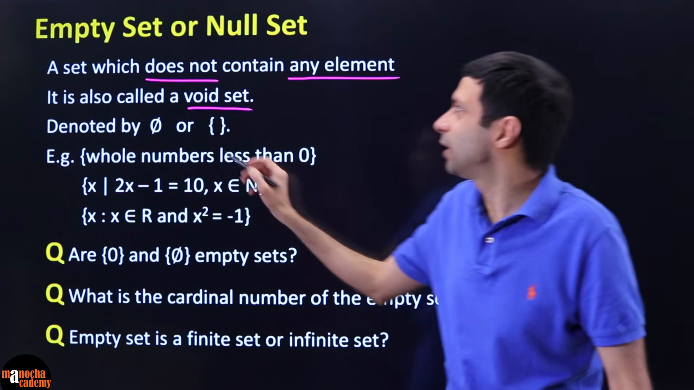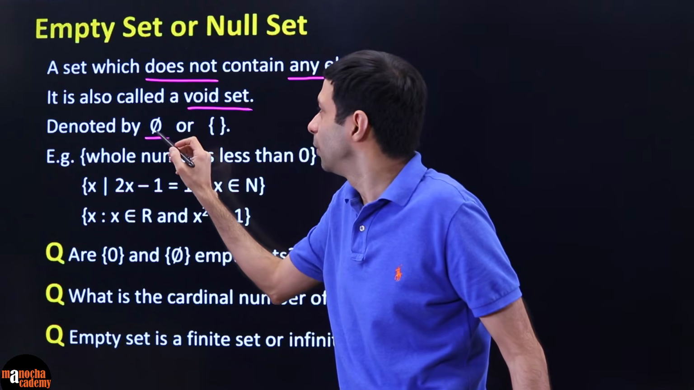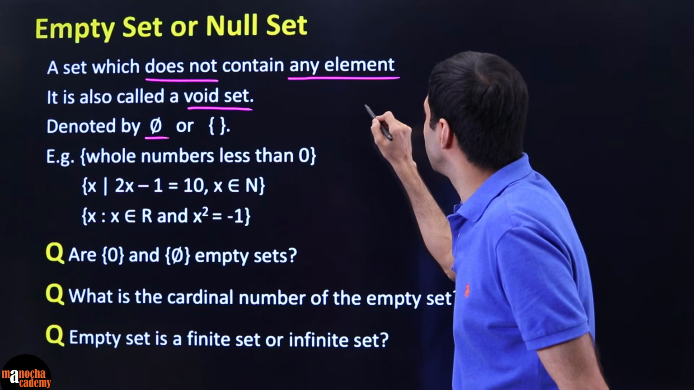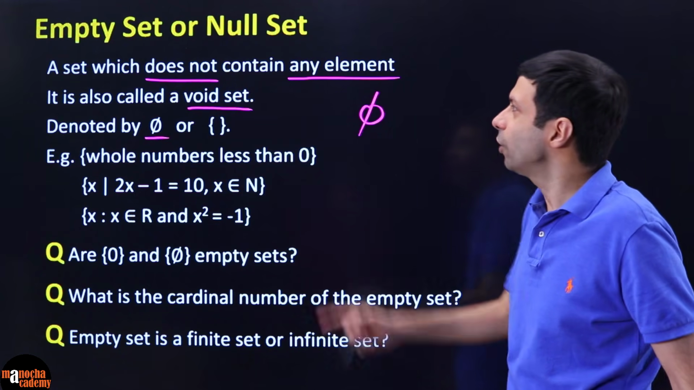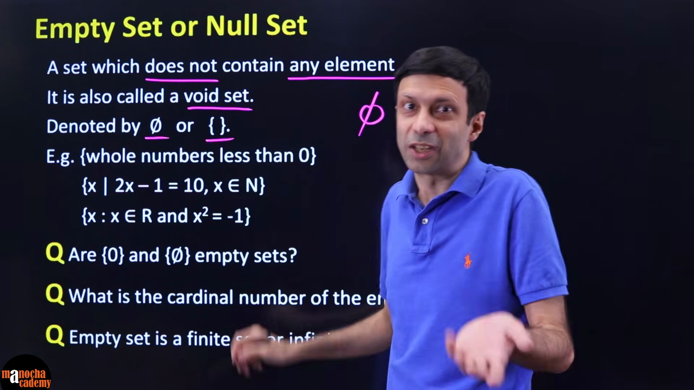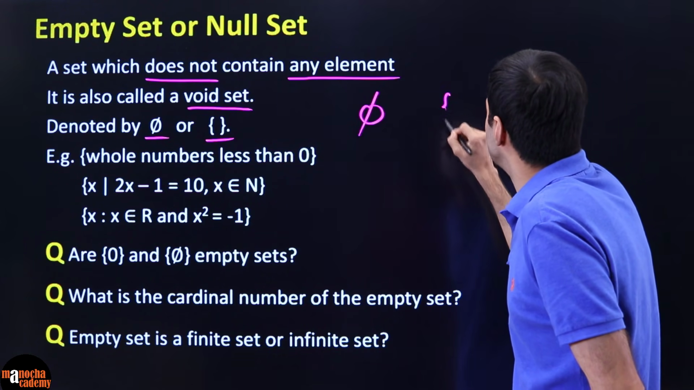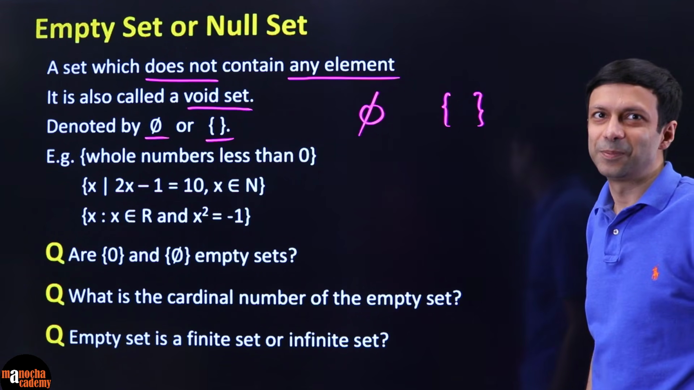We represent it with this symbol, which is called a phi symbol. It's basically like a 0 with a slash across it. Or you can represent it with empty curly brackets, because curly brackets are used for sets, and to show that the set is empty, we just open the curly bracket and close it, and there's nothing inside it.